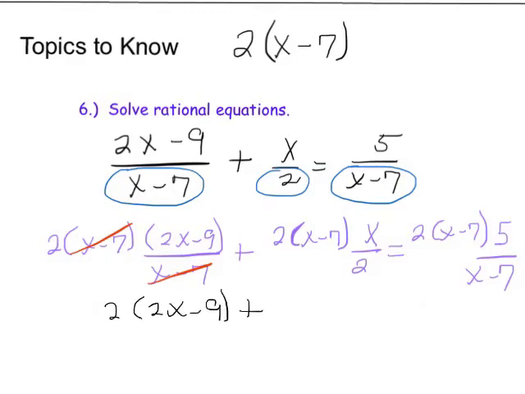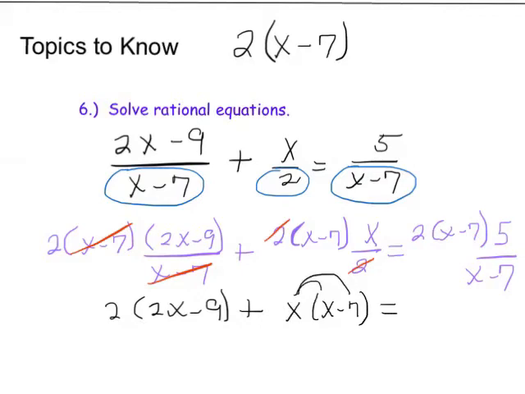Now let's take a look at that second term. I have a 2. Do I have a 2 down here? Yes, so those two divide out. What am I left with here? x minus 7 times x. As I write that down, I'm going to put the x first in front of the x minus 7. Why? The commutative property of multiplication says I can do that. I like to distribute my x inside rather than distribute my x minus 7 to my x.